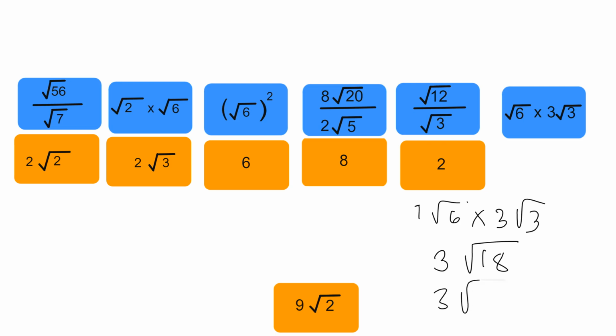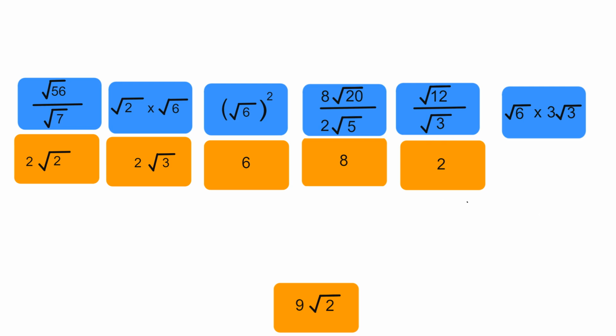18 can be simplified into 9 times 2. And 9 is a perfect square, which is 3. Multiplied by that by 3, which is outside, and you are just left with square root of 2. So 3 times 3 is 9, and square root of 2. So we found our answer. And we're going to pair that to the last question.